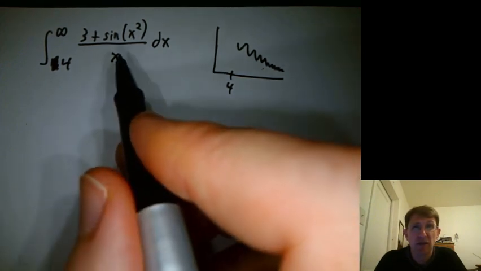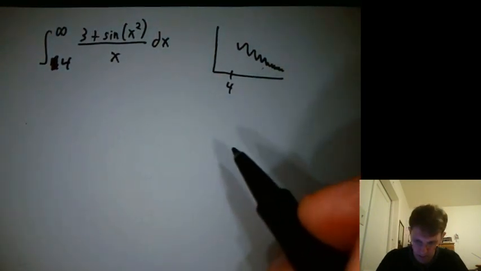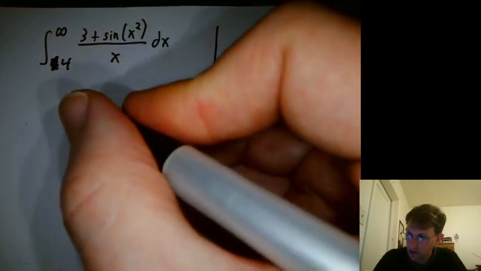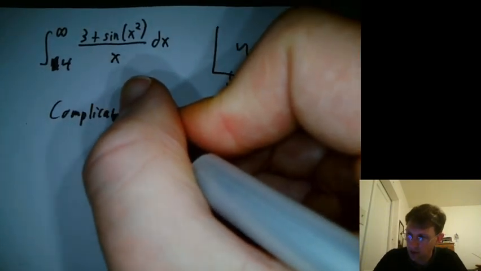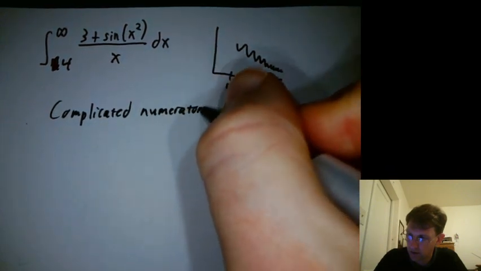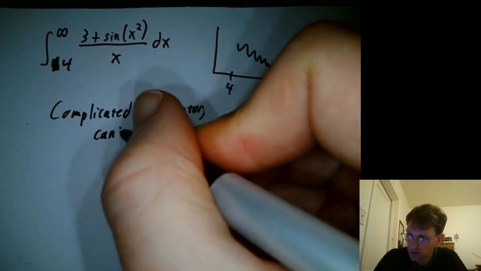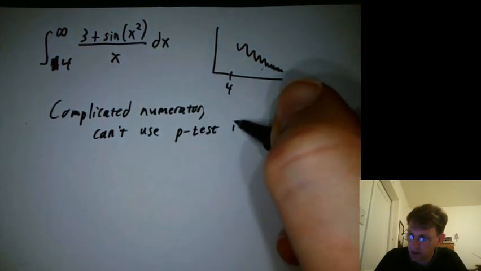P-test, p equals 1, but then this numerator is complicated, right? So what can we do? So we have a complicated numerator. We can't use a p-test immediately.